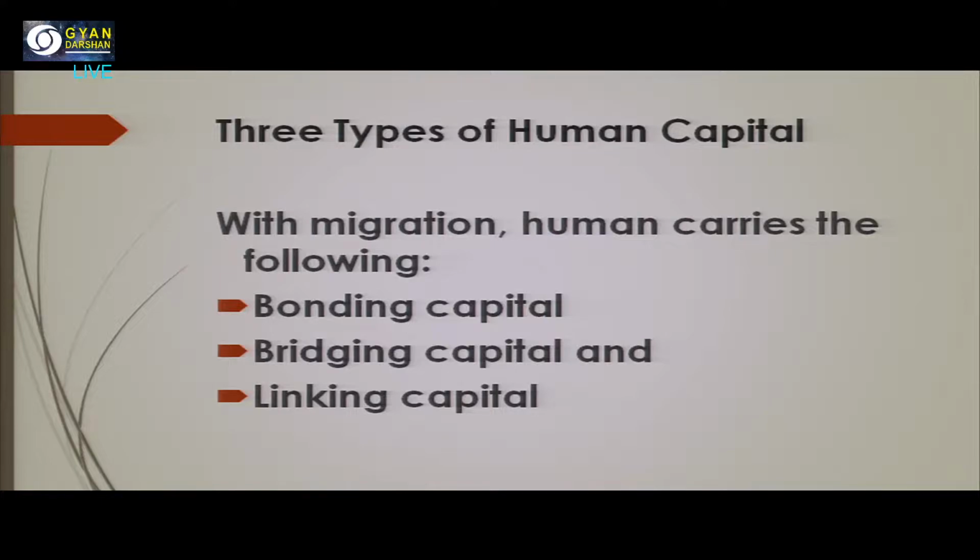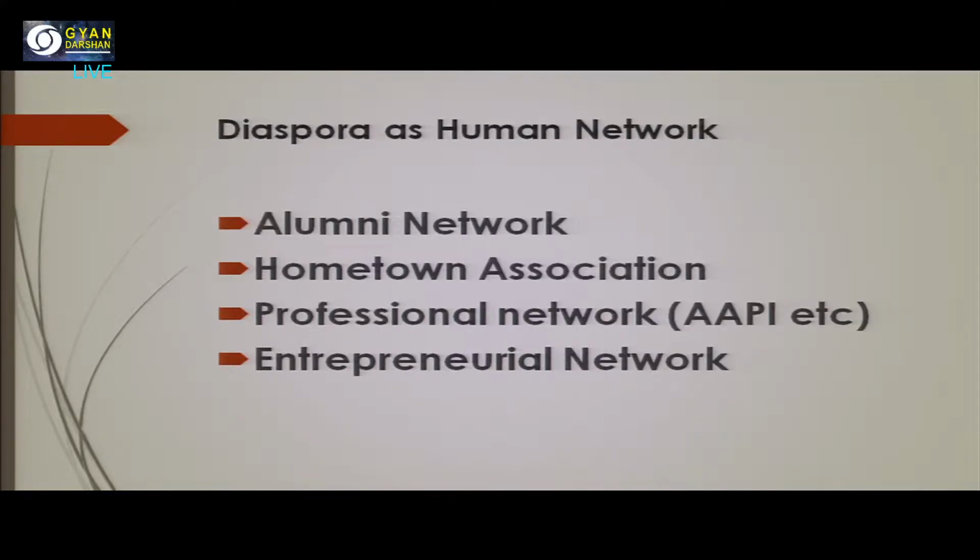So it is very important to understand how diaspora create this human capital through migration and through interlinking with others. This is how they also develop certain kinds of professional networks, which we call by various names: alumni network, hometown association, professional network, entrepreneurial network. When you talk about diaspora, these are very concrete networks, and through them we get lots of innovative ways to interact, to promote the economy, and to engage in development.